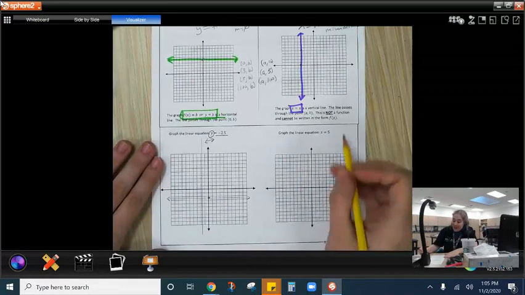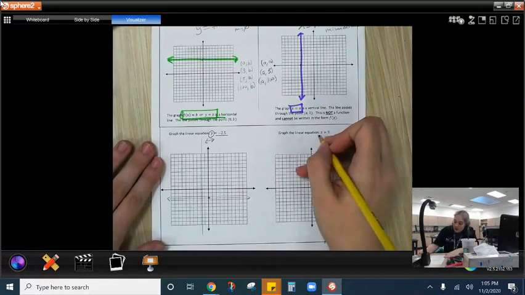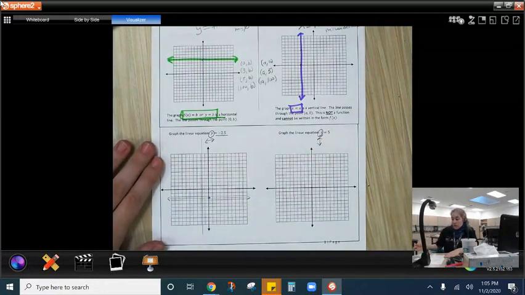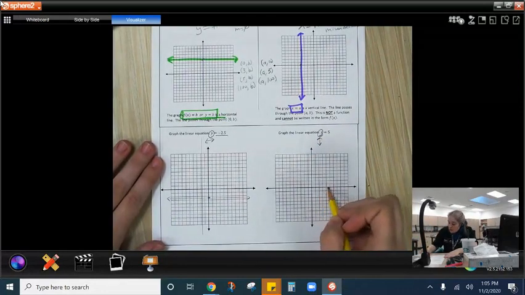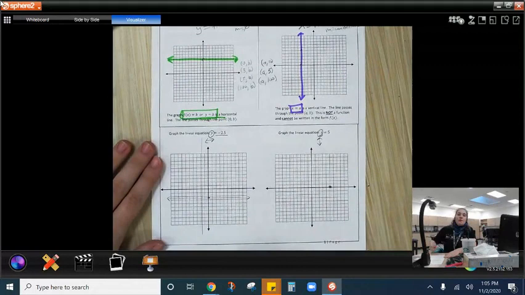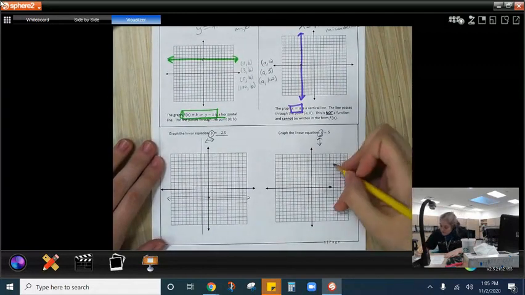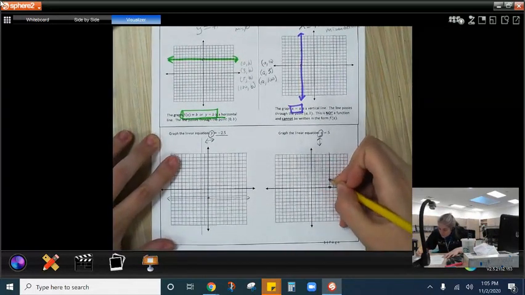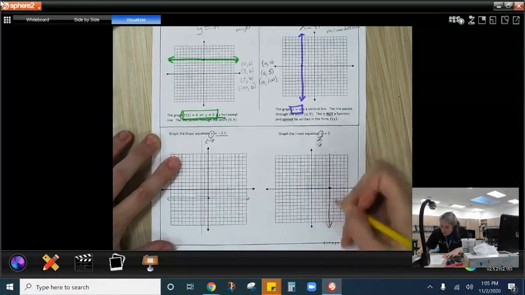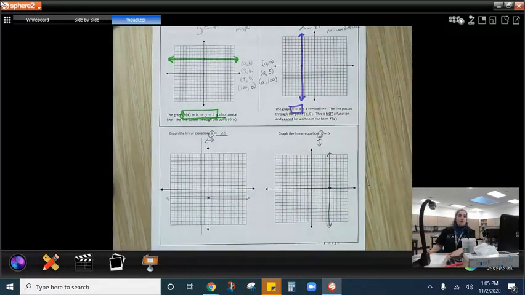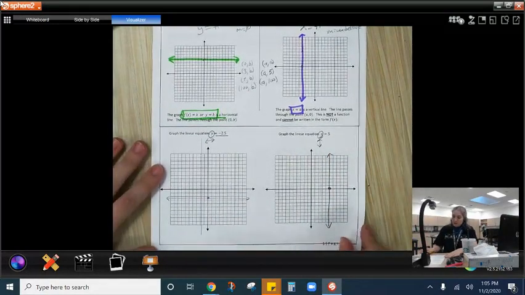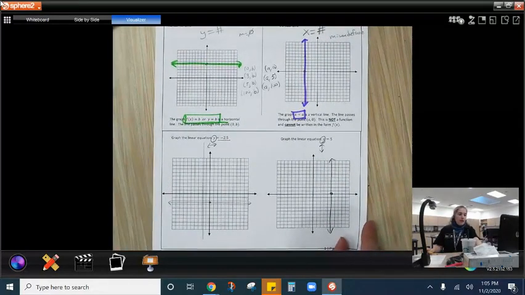So let's take a look at this one. This is an x equals 5. X equals, that's going to be a vertical. So I want to find where x equals 5. Well, 1, 2, 3, 4, 5. And now I'm going to do a vertical line. All right, there's my nice vertical line. Something like that.